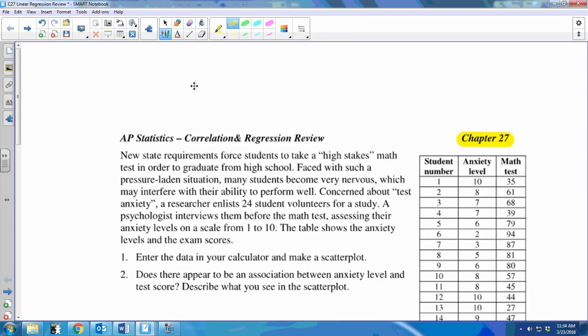Then today we'll spend some time talking about confidence intervals. If we have time, we'll talk about hypothesis tests, but I doubt that we'll get there. Okay? So we're going to start with this worksheet. We're going to do it together.